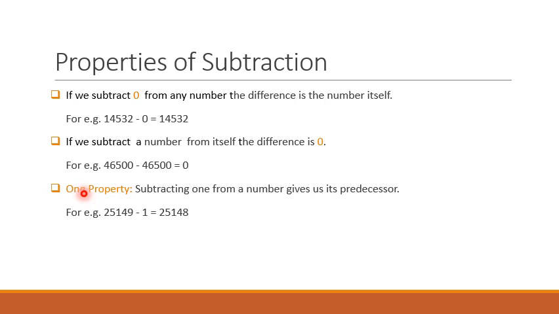Now the third property says subtracting 1 from any number gives us its predecessor. So if I subtract 1 from any number, I will get its predecessor. So in this example, 25,149 minus 1. So 9 minus 1 will give me 8. So the answer will be 25,148. So this is the predecessor of the given number.